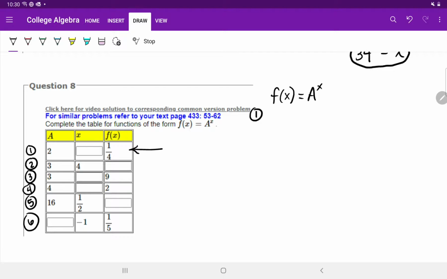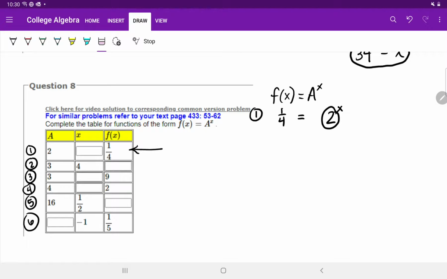So for number 1, we're going to say, okay, a is equal to 2, x is unknown, and f of x is 1/4. Solve for x. Well, the way we can solve for x, I need to get better about leaving myself some space. The way we can solve for x in this problem is by essentially undoing this 2.